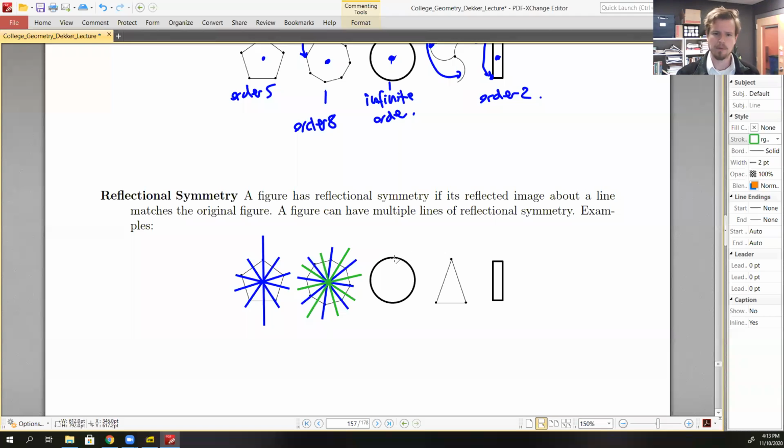All right, what about a circle? Well, of course, any line that passes through the center of the circle gives us a line of symmetry, a line of reflectional symmetry.